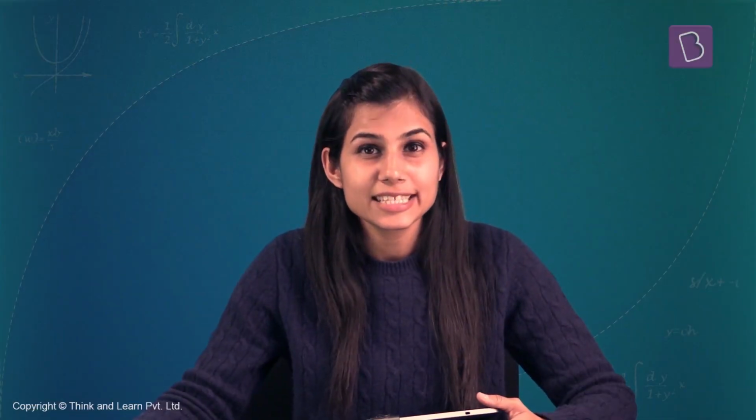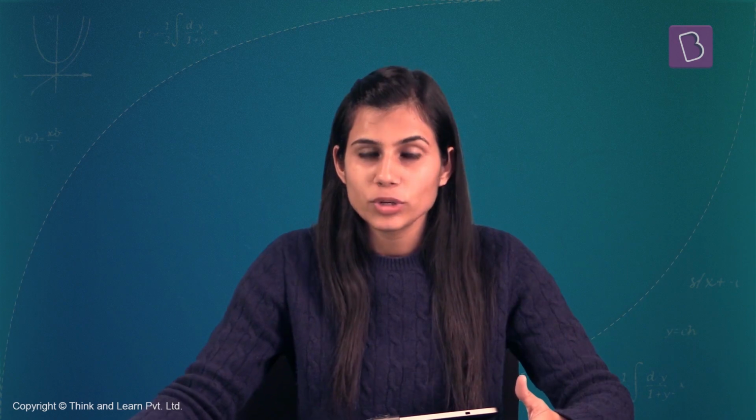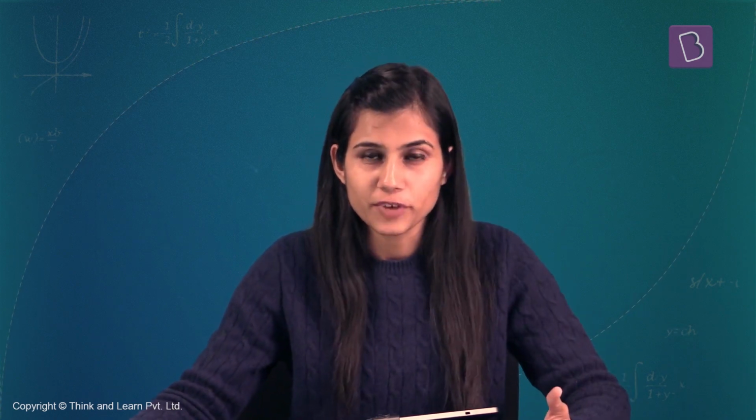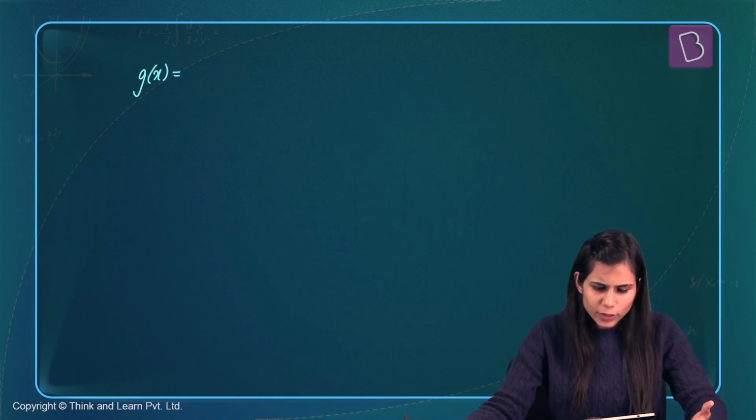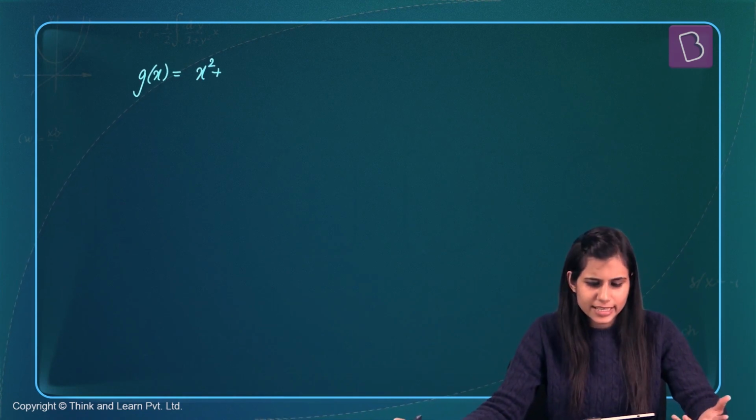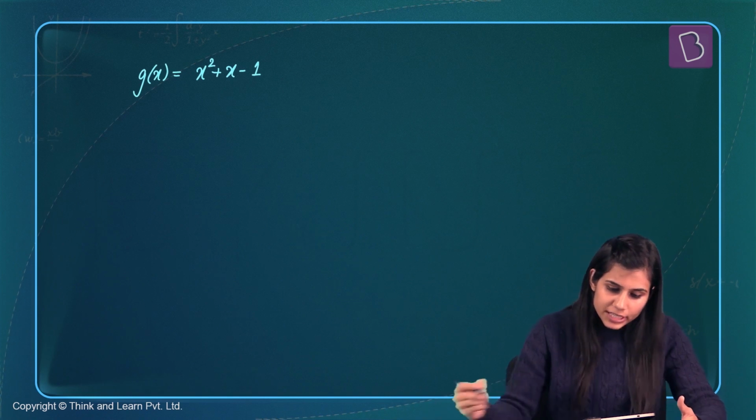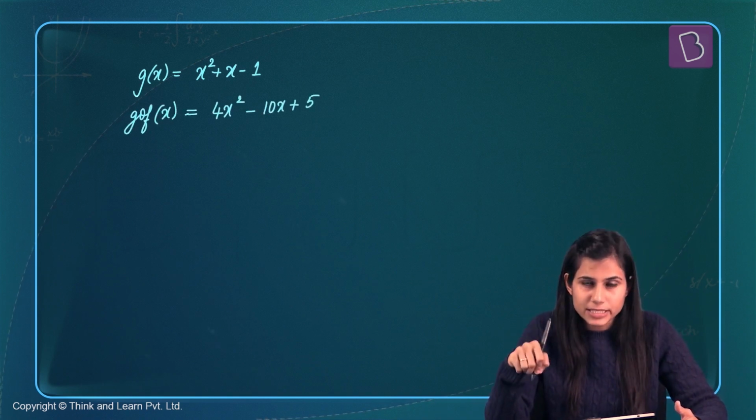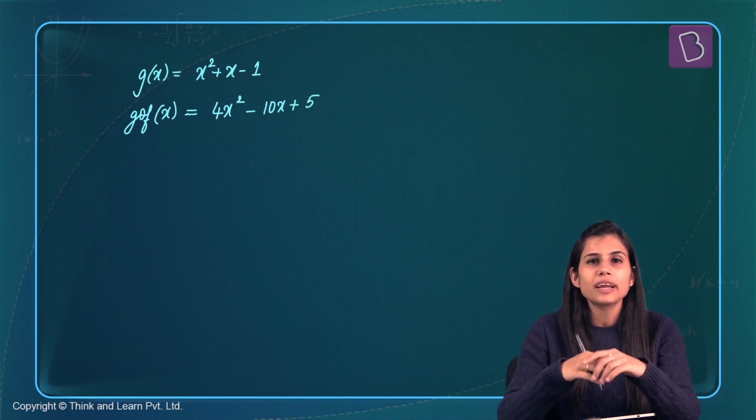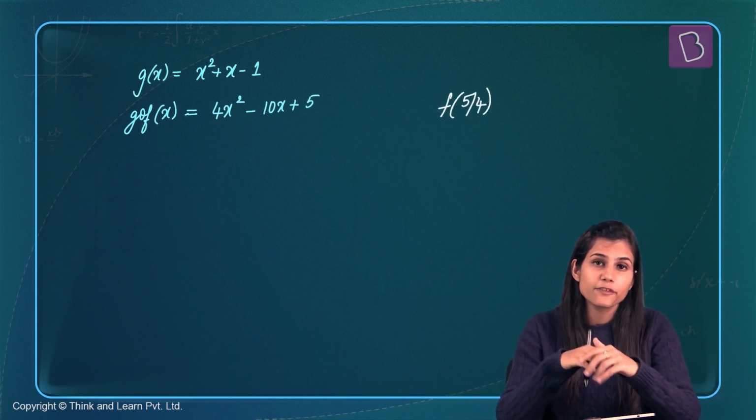Now in here we have this next question from functions, which is from the concept of composition of functions. So let's see what the question says. It gives you g of x equals to a standard quadratic function, that is x square plus x minus 1. Further, it gives you g(f) of x as 4x square minus 10x plus 5. The question is asking you to find the value of f of 5 by 4.